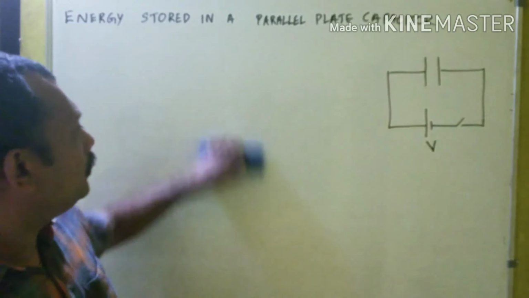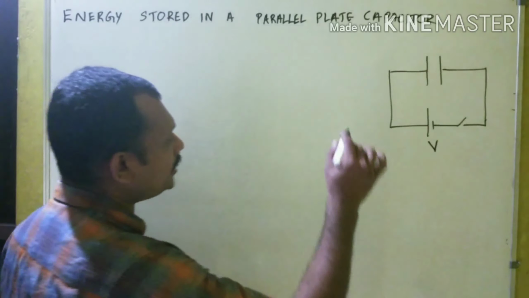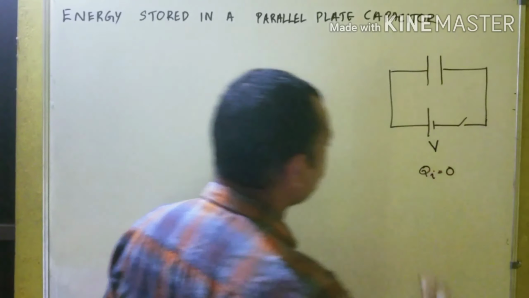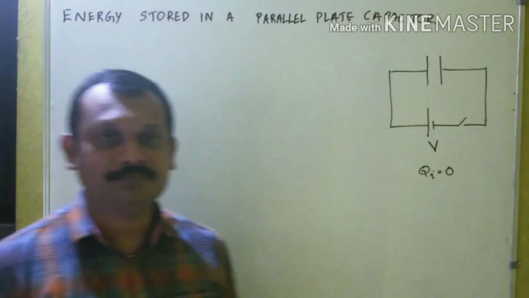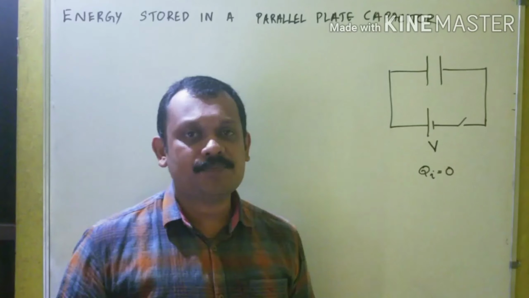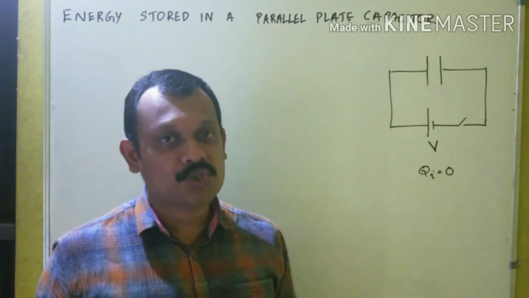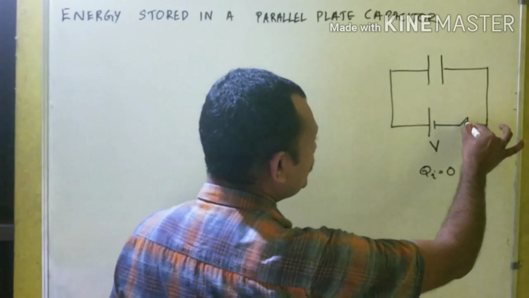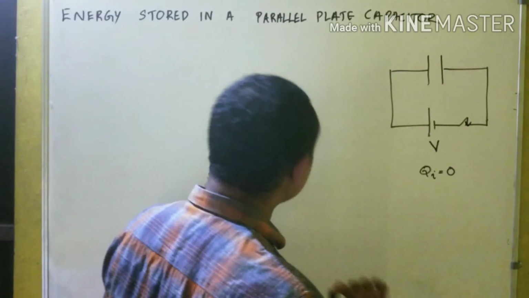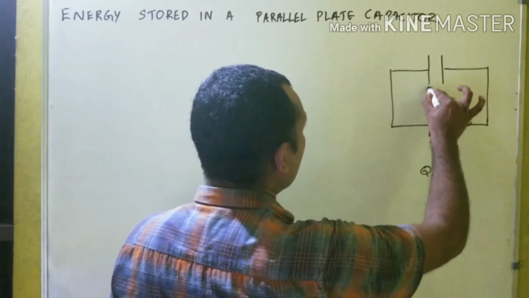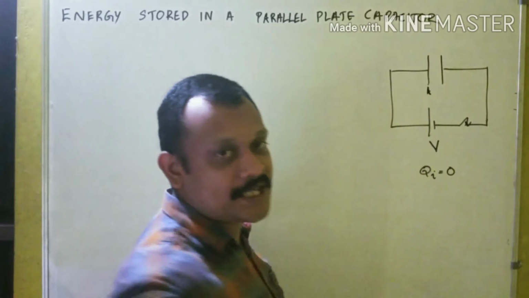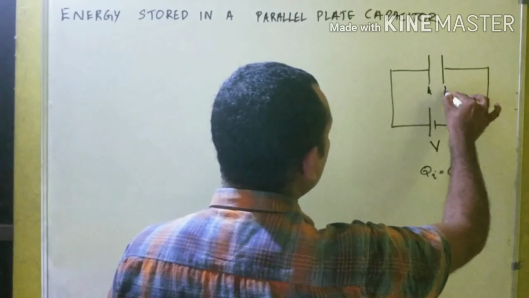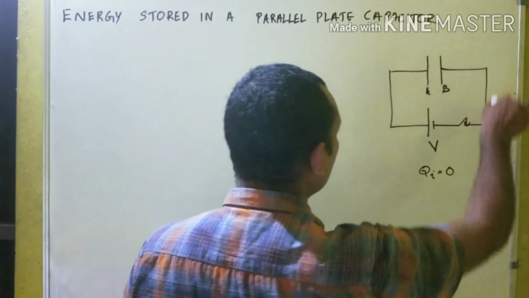Initially, the plates of the capacitor are uncharged, which means the initial charge on each plate of the capacitor is 0. Now I press the switch such that plate A is connected to the positive terminal of the battery and plate B is connected to the negative terminal of the battery.